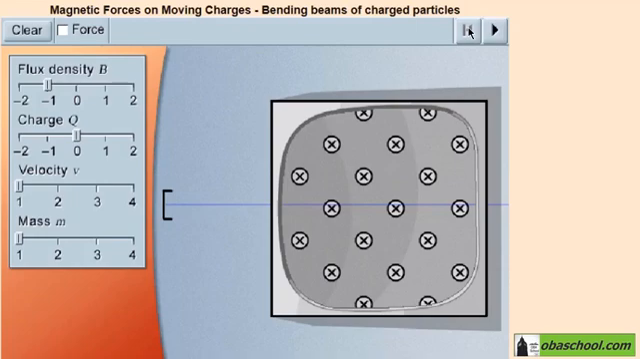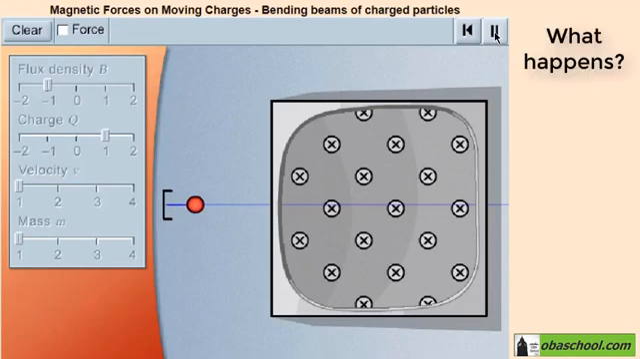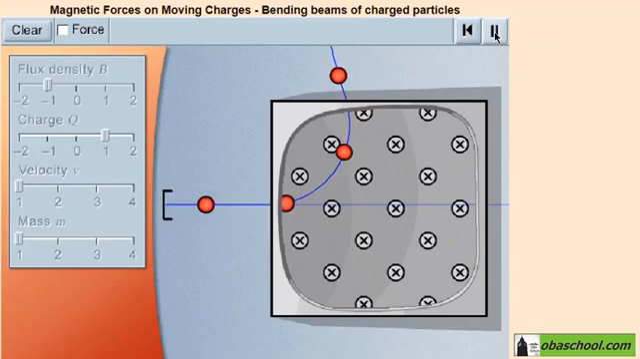Now let's give our particles a charge by dragging the charge slider to the relative value of +1 unit to project the particles into the magnetic field. What happens? Yes, the particles follow a circular path while they are in the magnetic field. The stream of positively charged particles moving from left to right is equivalent to an electric current in that direction.